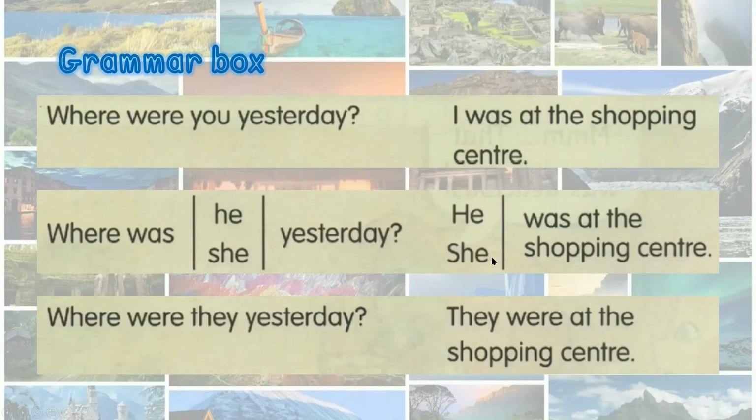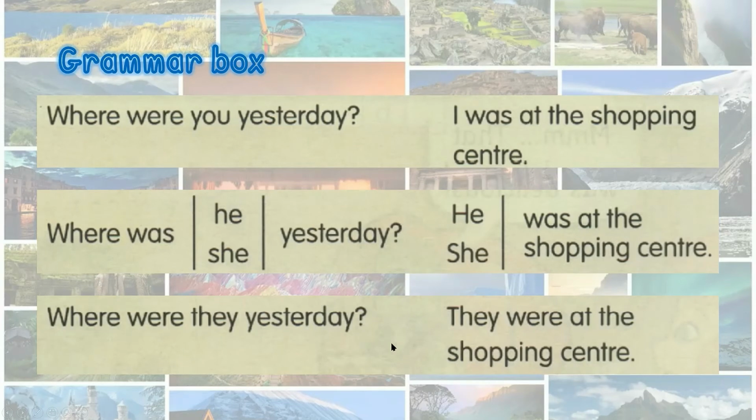Let's look at this grammar box. Repeat after me. Where were you yesterday? I was at the shopping center. Where was he yesterday? He was at the shopping center. Where was she yesterday? She was at the shopping center. Where were they yesterday? They were at the shopping center.